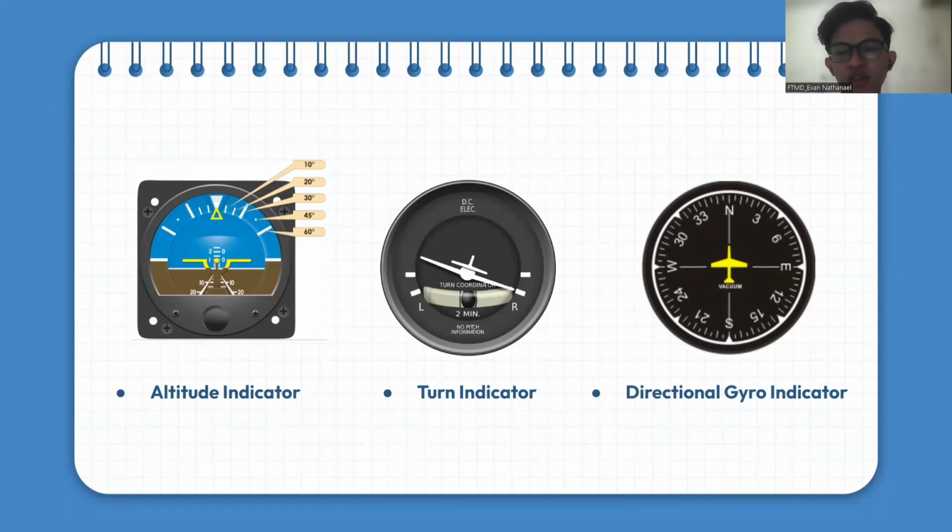The next instrument is the turn indicator. The turn indicator works by exploiting precession. As the aircraft turns, a force is applied to the gyro, which translates to a perpendicular force applied on the gimbal.